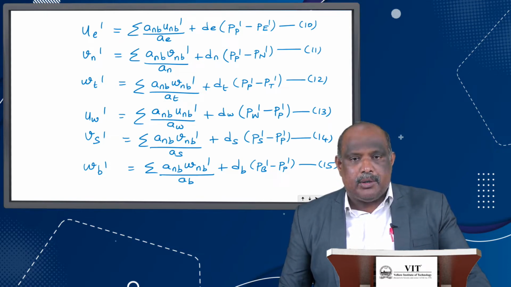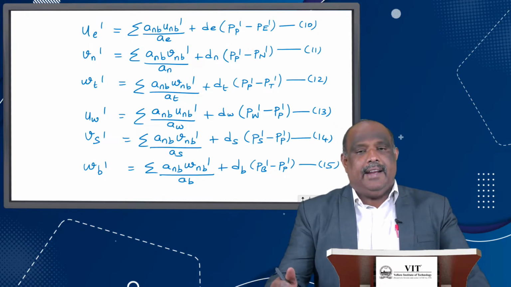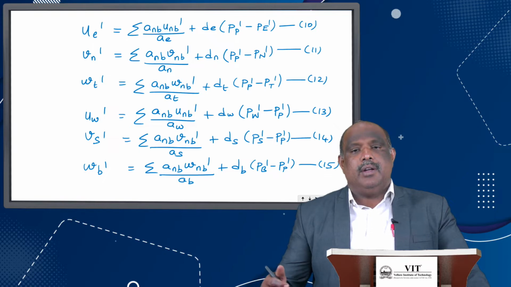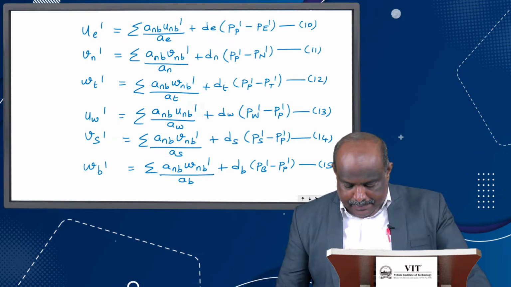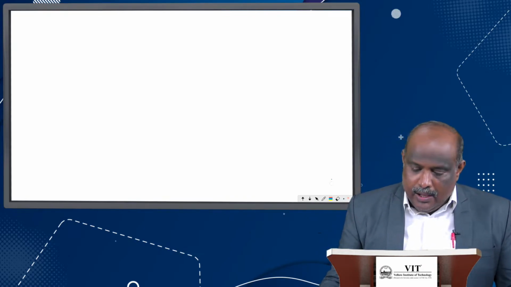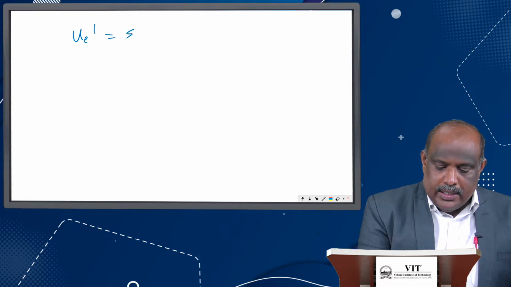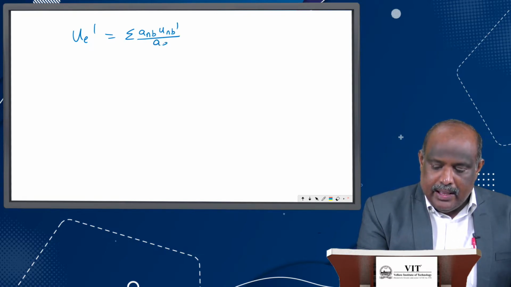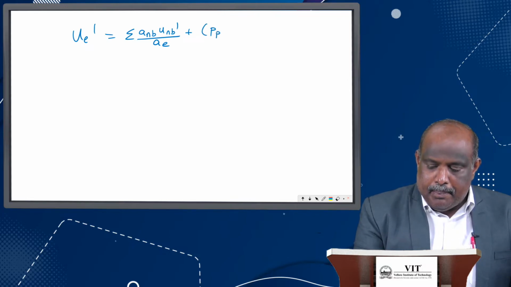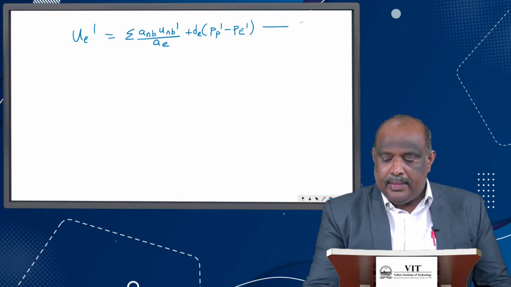I will take equation number 10 alone and try to explain the concept further. All these equations are one and similar. If I am able to write 10, then you can easily write equations 11, 12 up to 15. Now let me take equation number 10. Equation number 10 is ue prime equals sigma anb unb prime by ae plus pp prime minus pe prime of de. Let it be equation number 10.